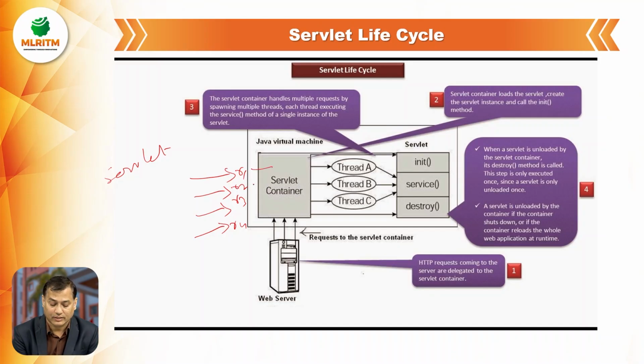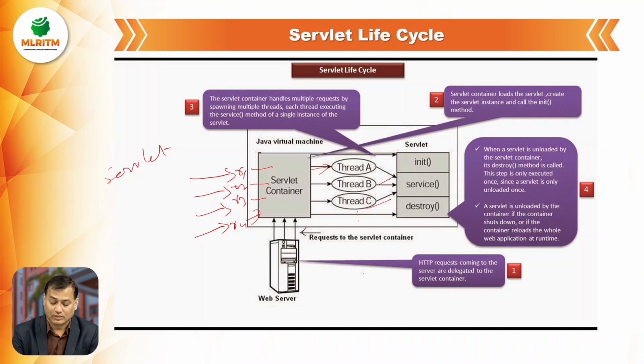In order to handle these requests, the servlet container creates a thread. For request 1 it makes thread A, for request 2 it makes thread B, and for request 3 it makes thread C. Like this, for every new request, it is going to create an instance in the form of a thread, thread A, thread B, thread C, up to the number of requests that are coming for the same servlet. This way it creates the instances and handles the multiple requests for a particular servlet.